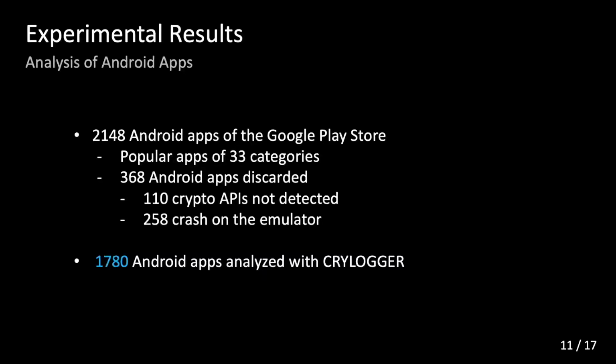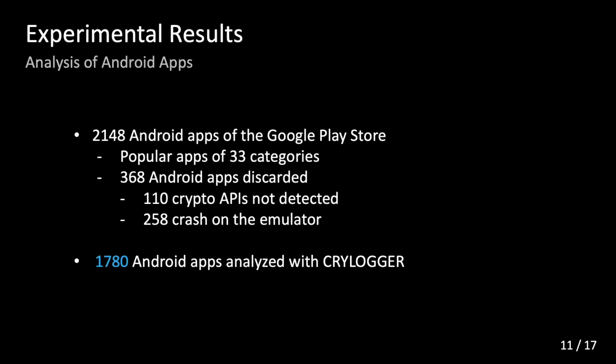Let's now discuss some experimental results. We analyzed roughly 1,800 Android applications by using CRYLOGGER on an emulator running Android 9. We downloaded about 2,000 free Android applications from the Google Play Store. These are popular free apps of 33 different categories. We discarded some applications since we did not detect usage of cryptographic APIs, and some as they didn't work on the Android emulator, either because they kept crashing or they required libraries that could not be installed in our environment.